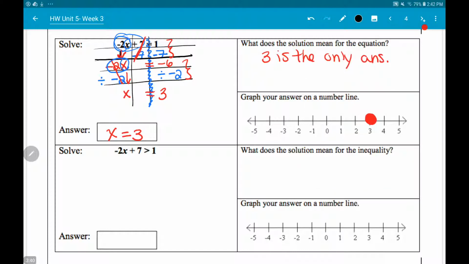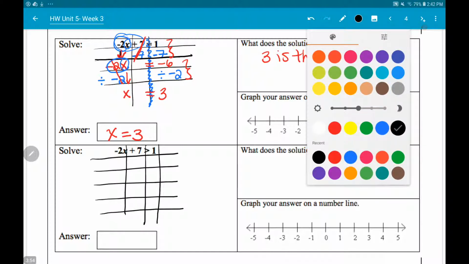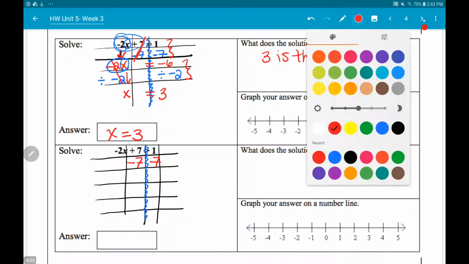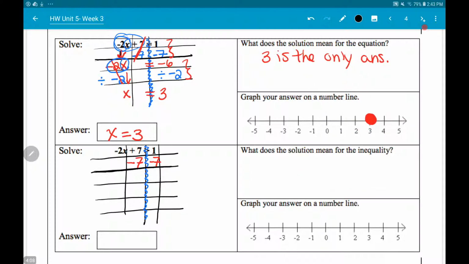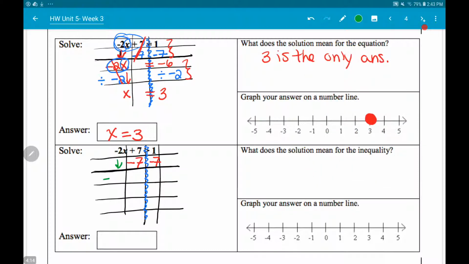So I'm going to do the same exact thing here for my inequality. And when I do it for my inequality, I'm going to see that it is exactly the same as my equation, just now it has an inequality symbol. So there's going to be one tiny difference. So let's go through that again. Here's my line. The first thing I'm going to get rid of is the 7. So I'm going to do the opposite, which is minus 7. I'm going to bring down my negative 2x. These cancel. And I'm going to solve on the right to get negative 6.